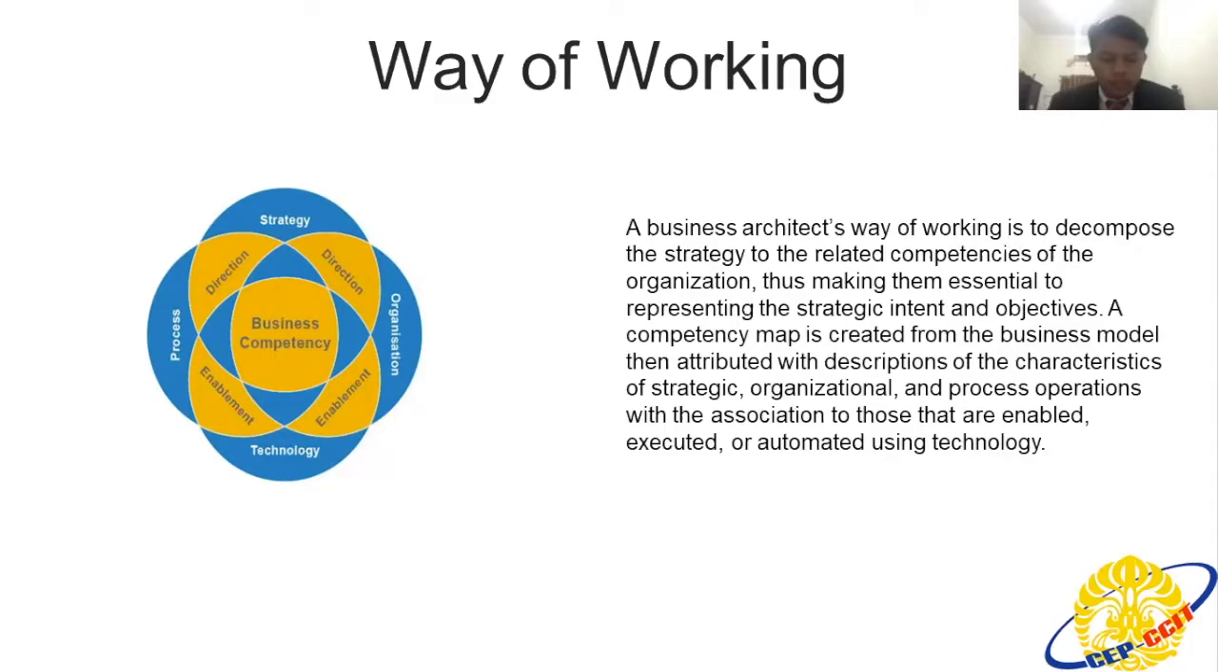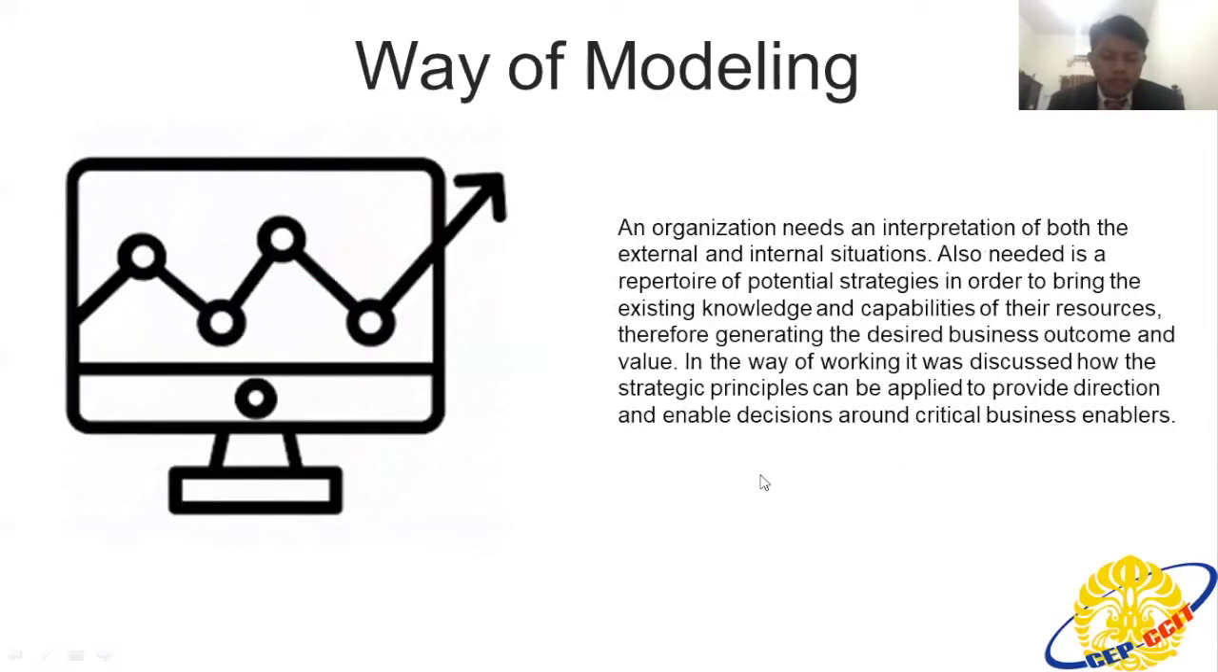A competency map is created from the business model, then attributed with descriptions of the characteristics of strategic, organizational, and operational processes, with the association to those that enable, execute, or automate using technology.